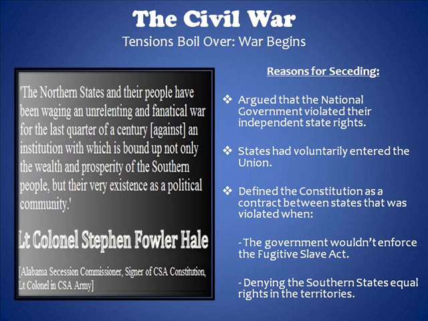They argued that they had voluntarily entered the Union, so that they voluntarily became part of the Union. They defined the Constitution as a contract among independent states. They believed that the national government violated that contract by refusing to enforce the Fugitive Slave Act, where individuals who found or knew about fugitive slaves had to return them, and by denying the southern states equal rights in the territories. And as a result, they argued, the states had the right to leave this union.